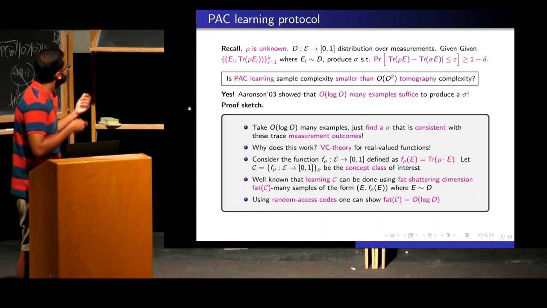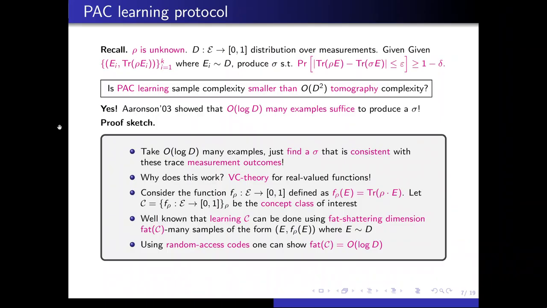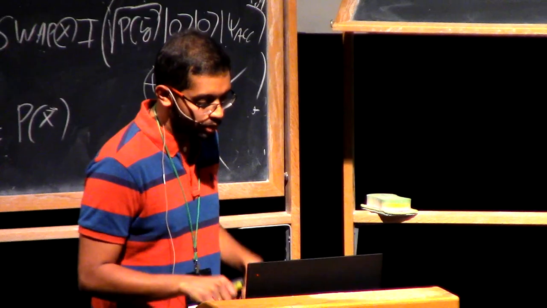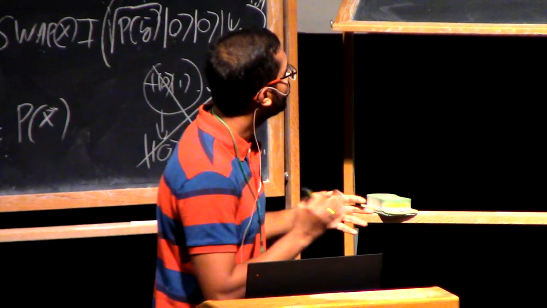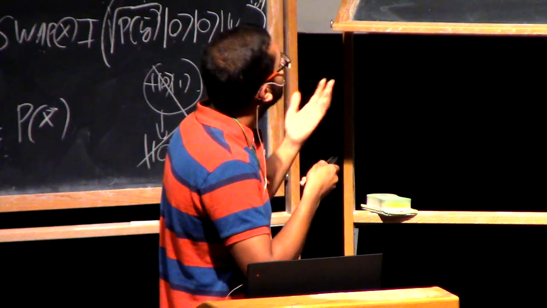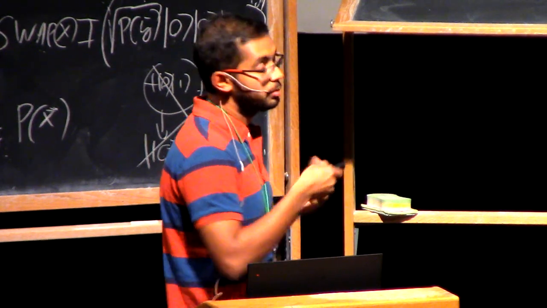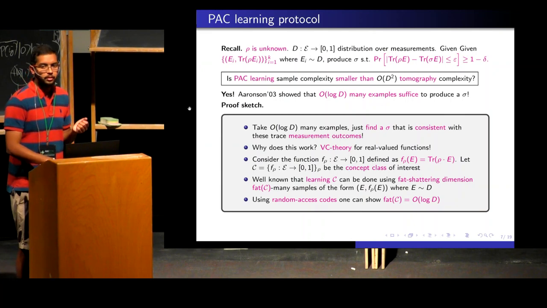So this shows that if you just obtain n many labeled examples from this real valued concept class, and then go do this time expensive step of finding a sigma that matches all these expectation values, you will produce a state sigma with just n many labeled examples that satisfies this property. You will be proving these things in the exercise session and looking at the definition of fat shattering dimension. But this was the main insight of the algorithm, and it shows that you can actually do PAC learning, which is a much weaker task than tomography, exponentially more efficiently. Any questions?